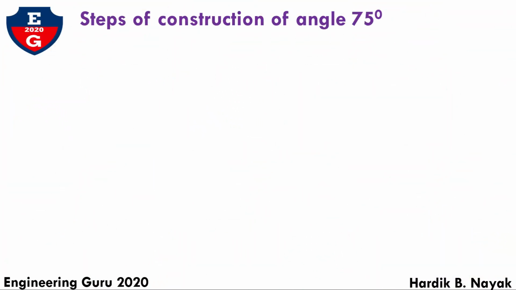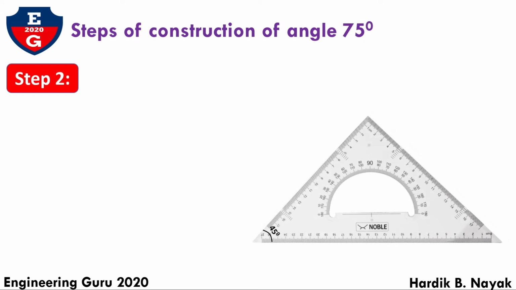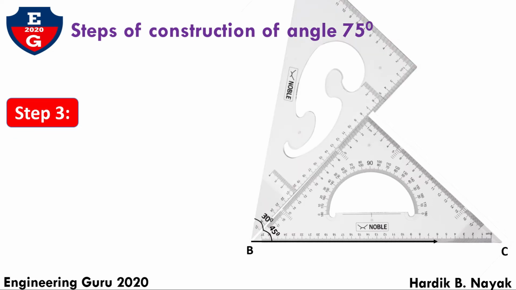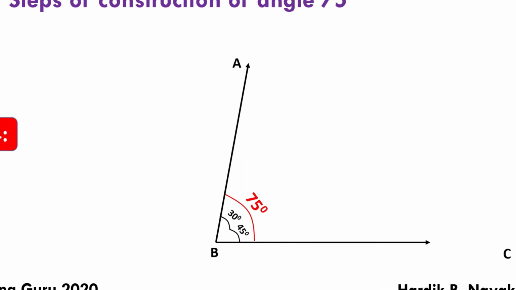Steps of construction of an angle 75 degree. Step 1. To construct an angle of 75 degree, use both the set squares in combination, 30 degree plus 45 degree equal to 75 degree. Step 2. As there are two angles of 45 degree on the 45 degree set square, it can be placed in two different ways. So line BC can be drawn starting from the vertex B measuring 45 degree as shown. Step 3. Now place the 30 degree set square adjacent to the 45 degree set square as shown on the screen. Step 4. Now draw line AB along the other edge of the 30 degree set square, that is not touching the 45 degree set square, starting from point B. The angle obtained measures 75 degree.